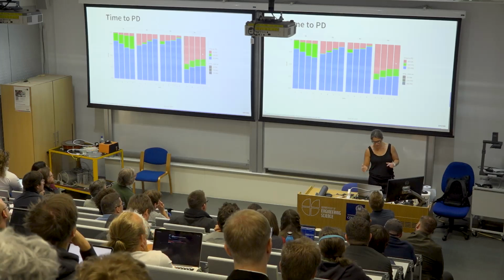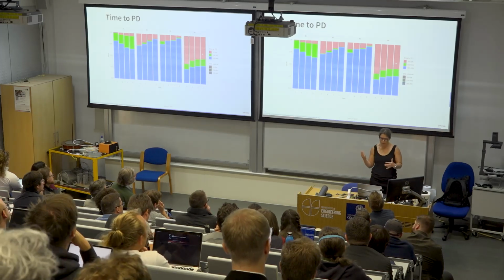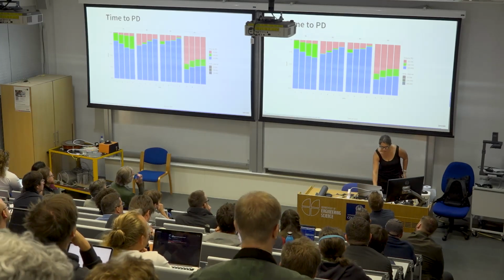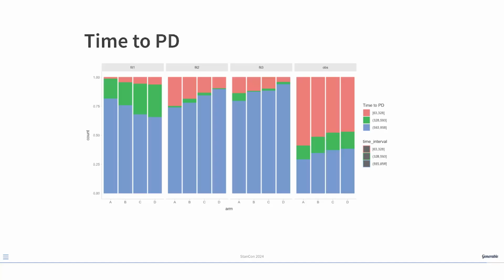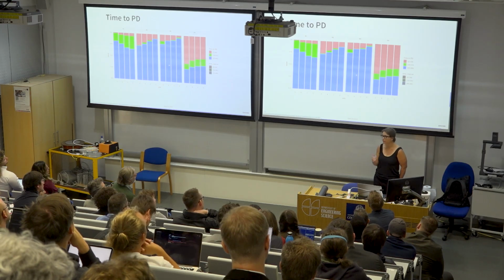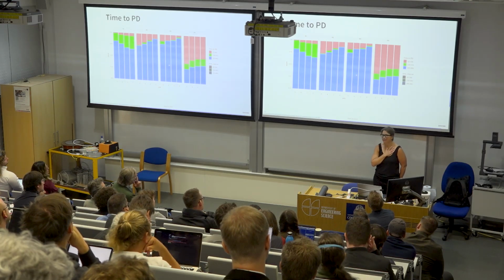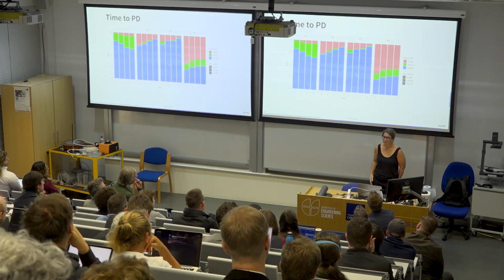And the last bit is this time to progression. And the SF model actually gets the direction of effect wrong, where it assumes more progressors in the higher treatment effect group. And so at least fit 2 and 3 have the right direction of effect. And so that's where I'll end.